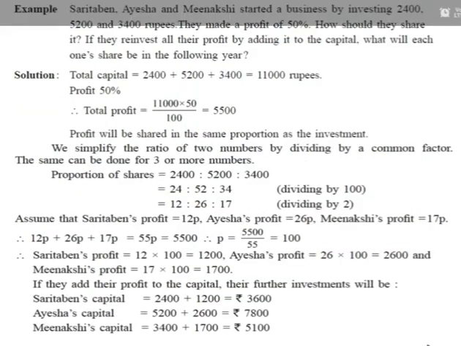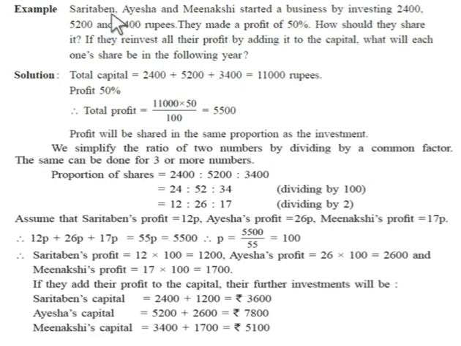Now next example given on the same page, children. Sarita Ben, Aisha and Minakshi started a business by investing 2,400, 5,200 and 3,400 rupees. They made a profit of 50%. How should they share it? If they reinvest all the profit by adding it to the capital, what will each one's share be in the following year? Now in this example, children, what is given?